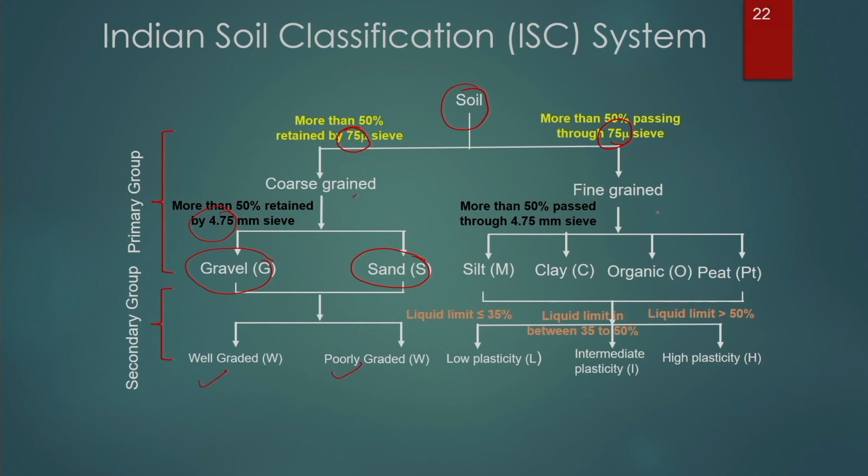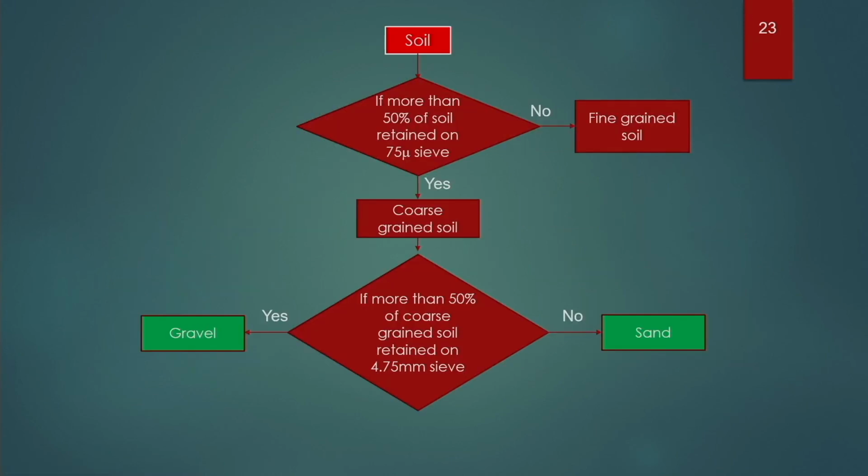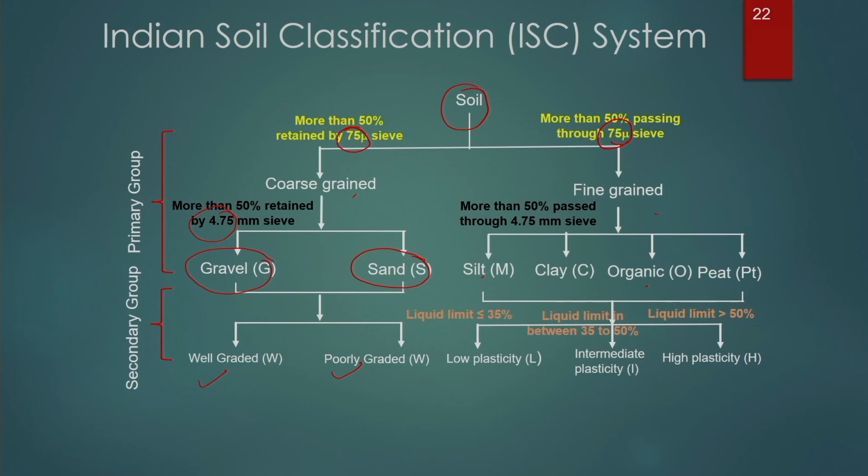If the soil is a fine grained soil, then we need to see whether the content is silt, clay or organic or peat. That we can do by determining its liquid limit. Once we know the liquid limit, we have to put the soil into a plasticity chart, which I will explain later on. Based on the plasticity chart, we can determine whether it is a silt, clay or organic peat. If the liquid limit of the soil is less than or equal to 35%, the soil will be known as low plasticity.